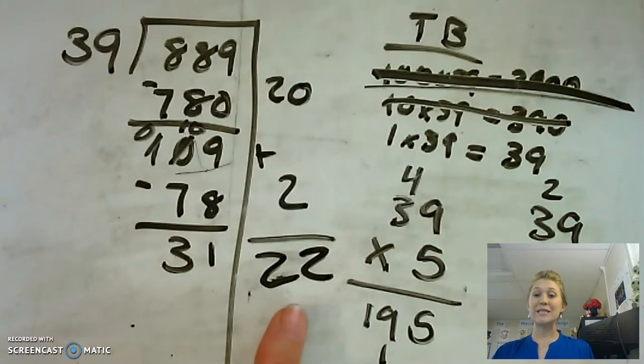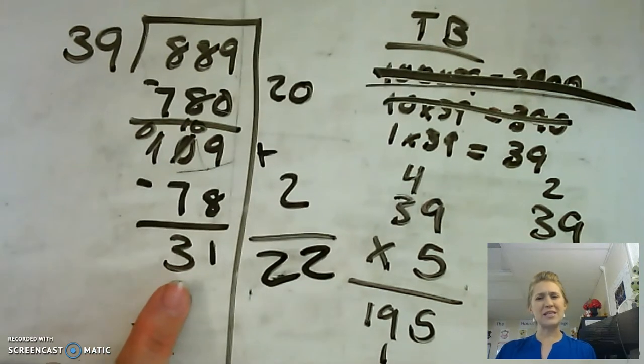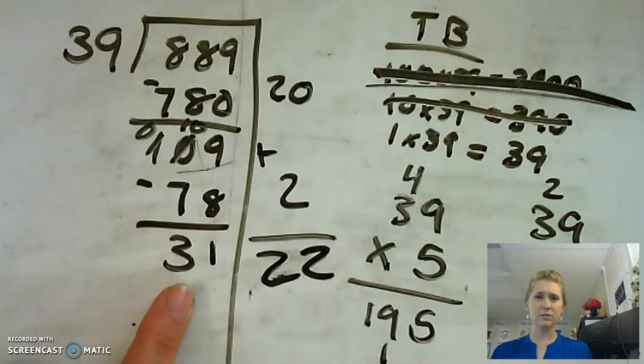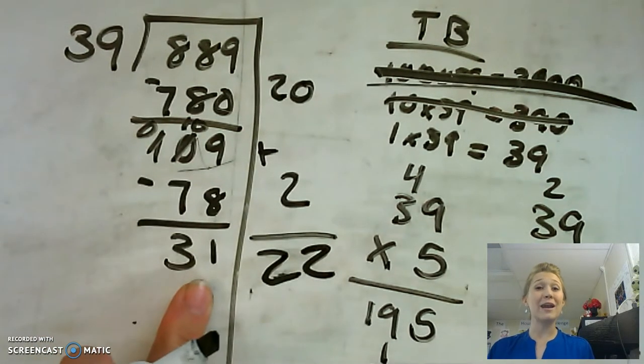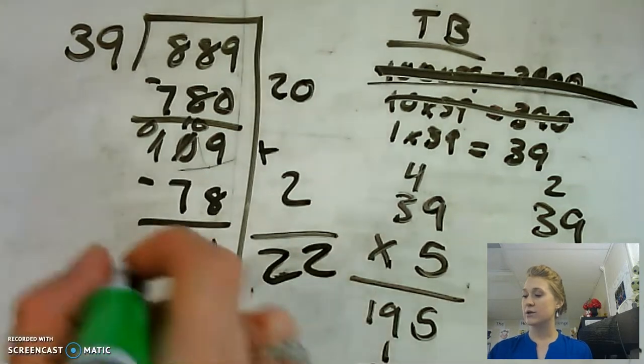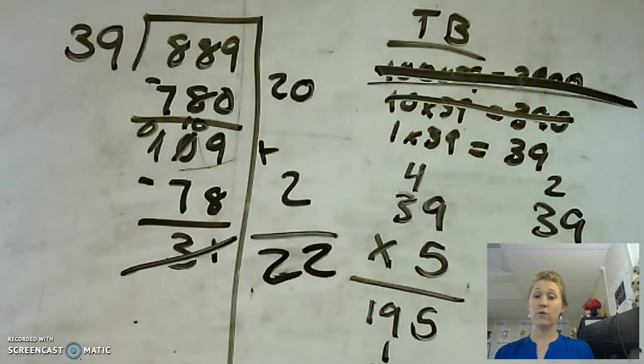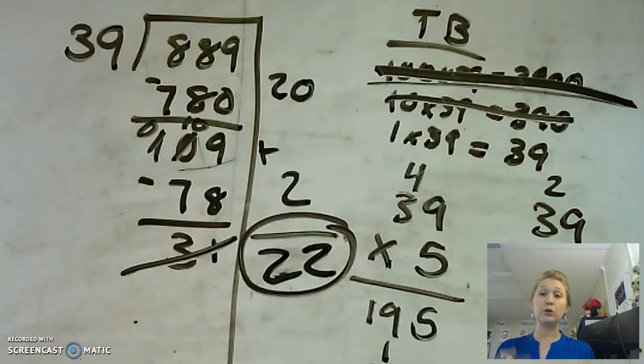Well, we separated out. We got 22 groups. That means 22 video game consoles. But what about this extra 31? What is that? Well, those are the 31 chips that were made. Can that be put in a console? No, we need 39. So even though we created 31 extra chips, it's not a console. So that does not answer our question. This answers our question. We need 22 consoles created.